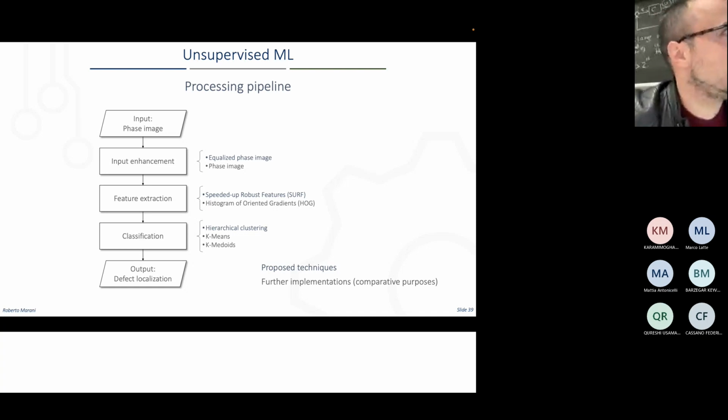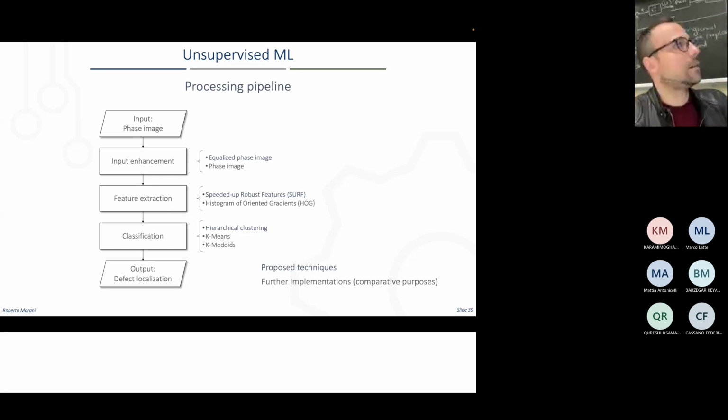Then there's a feature extraction problem, and we will compare the results from speeded up robust features, the SURF features, that are very similar to the SIFT ones that we have discussed in our lectures, and the histogram of oriented gradients that we have already seen. Just make a comparison of using these two features, and then classification with something that we should know, hierarchical clustering, k-means, k-medoids. Maybe k-medoids we haven't discussed. It's very similar to k-means, but the difference is that the position of the centroid of the cluster is not equal to the center of mass.